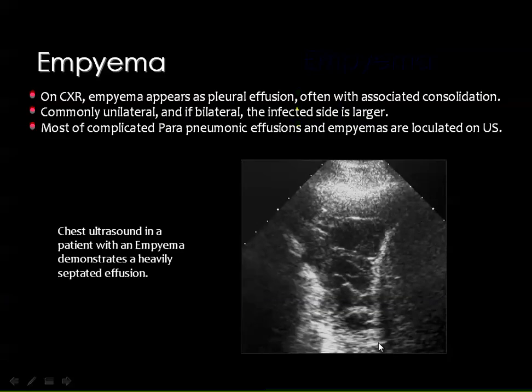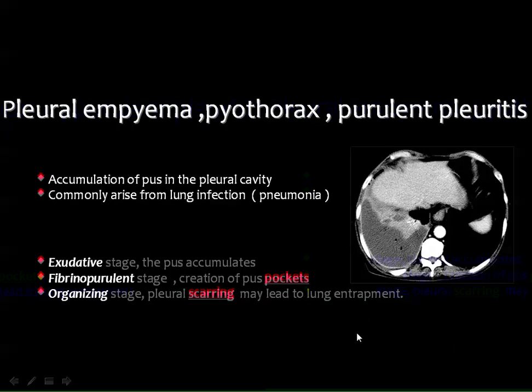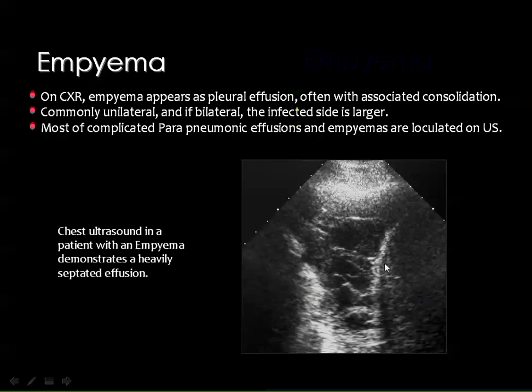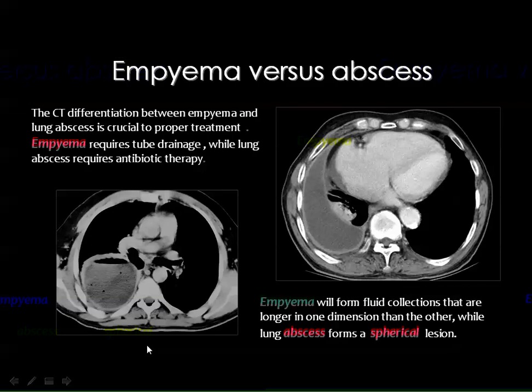Then this is the ultrasound of a fibrinopurulent pleural collection with multiple internal septations and pockets of pus, as you can see in this ultrasound.